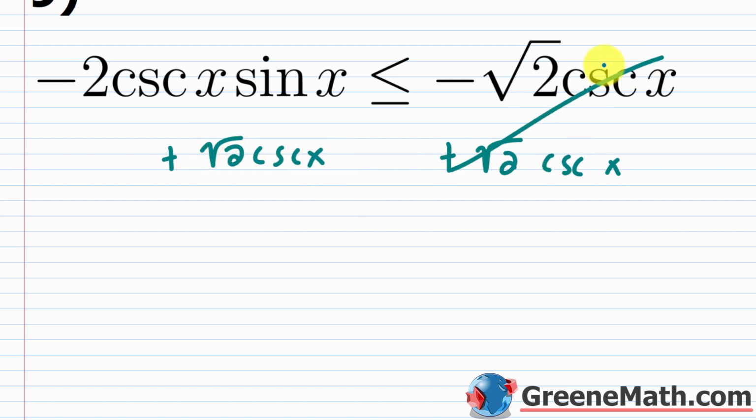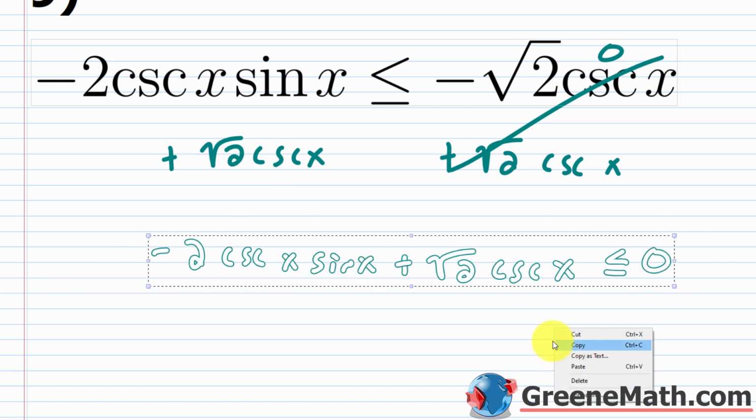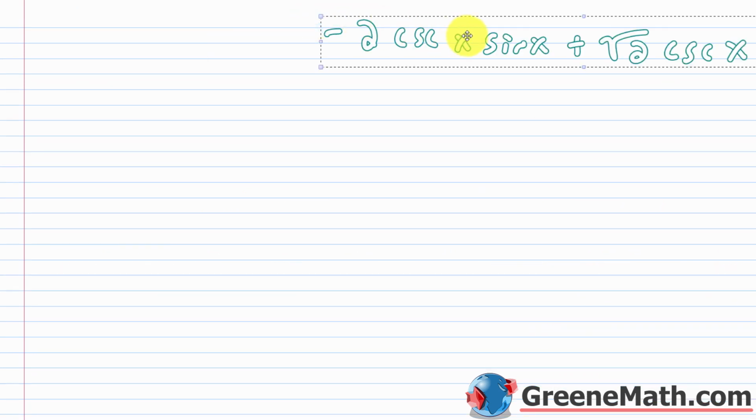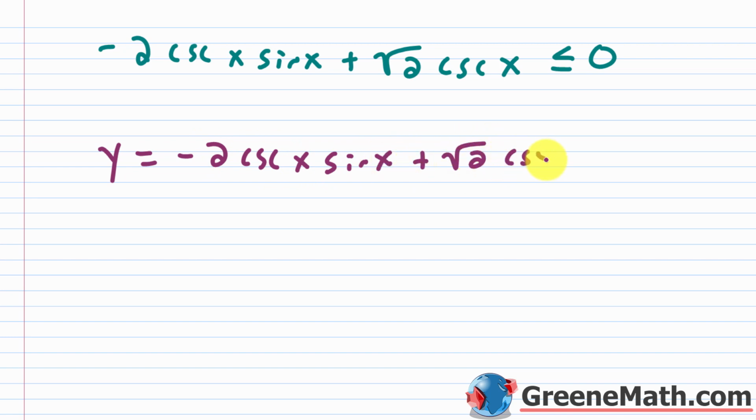So let me cancel this away and say this is 0. So I'm going to write negative 2 cosecant of x sine of x, and then plus the square root of 2 cosecant of x, and this is less than or equal to 0. So let me grab this real quick. Let's come down here and think about this. So basically, let's say we worked on something like y is equal to negative 2 cosecant of x sine of x plus the square root of 2 cosecant of x.